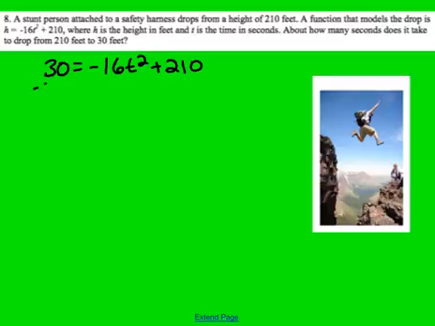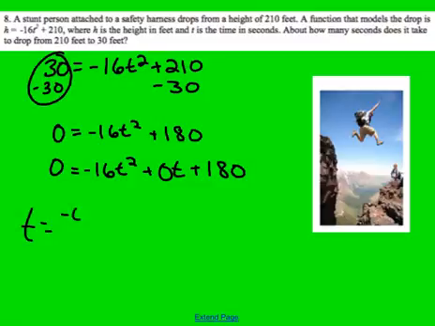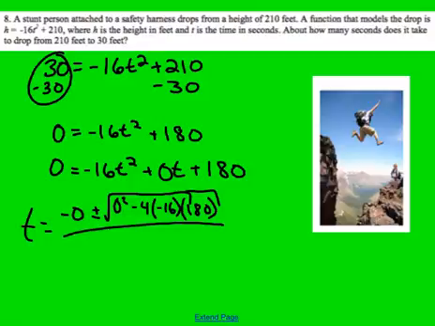To solve this, I need to set it equal to 0. That's never going to change. So now I have 0 equals negative 16 t squared plus 180. I'm going to do one more thing. 0 equals negative 16 t squared plus 0t plus 180. That's beautiful. T equals negative b, so negative 0 plus or minus the square root of 0 squared minus 4 times negative 16 times 180, divided by 2 times a, which is negative 16.